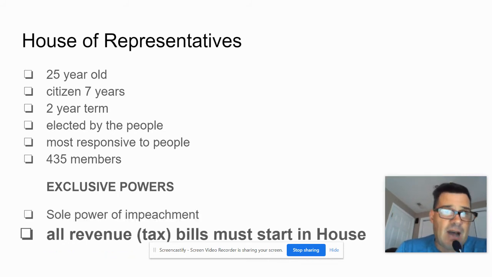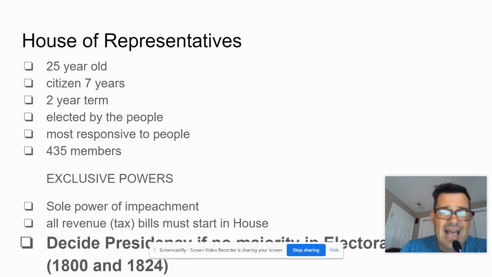Another exclusive power of the House is that all revenue or tax bills must start in the House. Revenue means tax, so anything having to do with taxes must start there. The closer to the people, if you're going to raise their taxes, you better make sure it starts there. And then lastly, the House of Representatives will decide the presidency if there's no majority in the Electoral College.